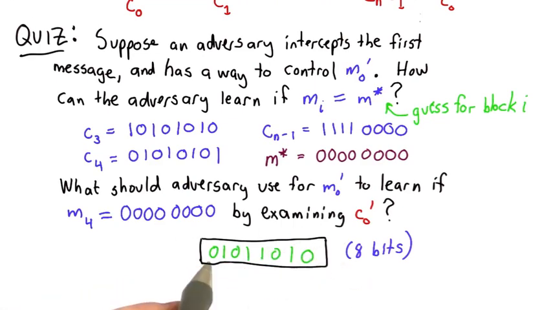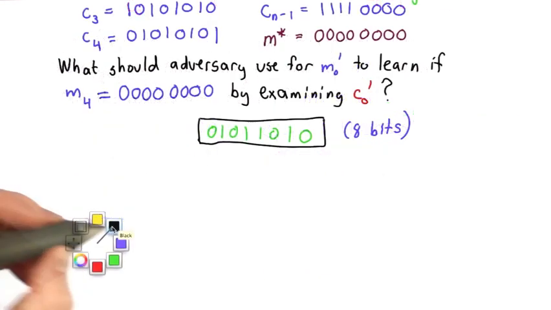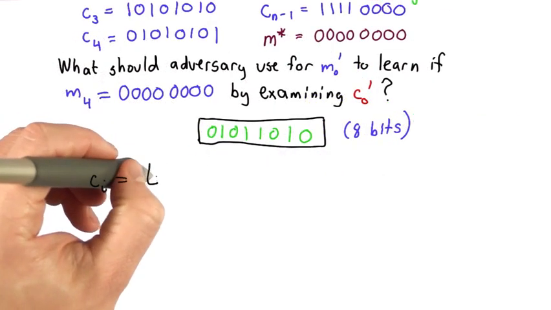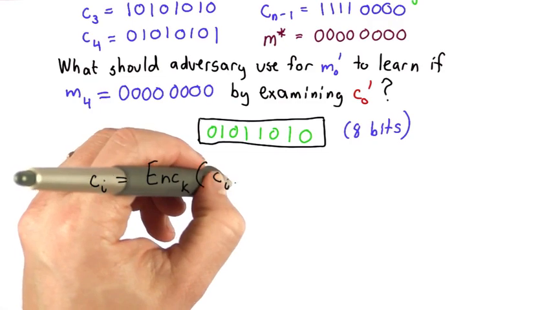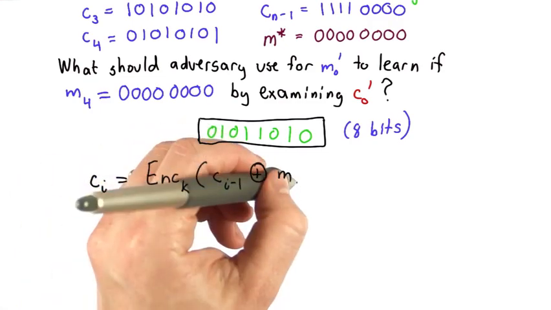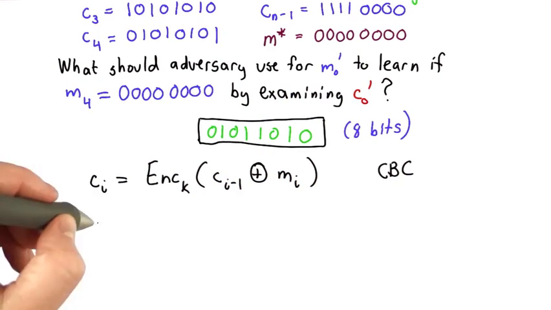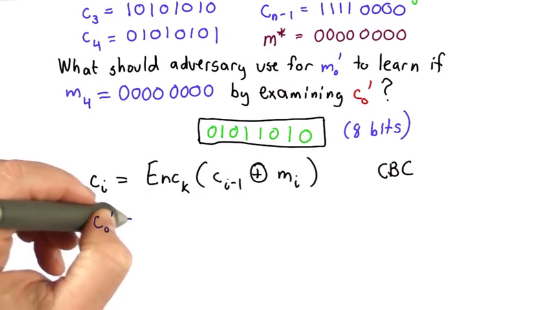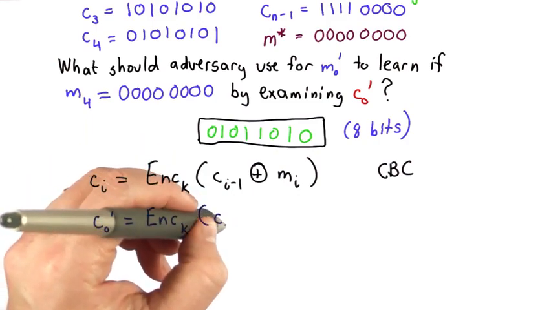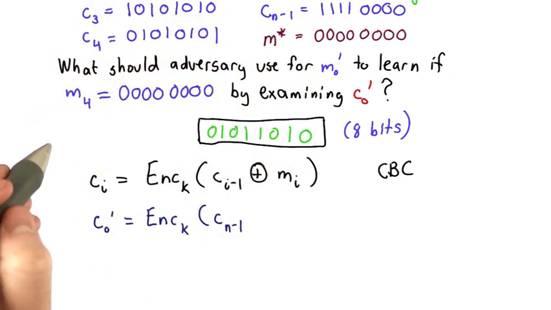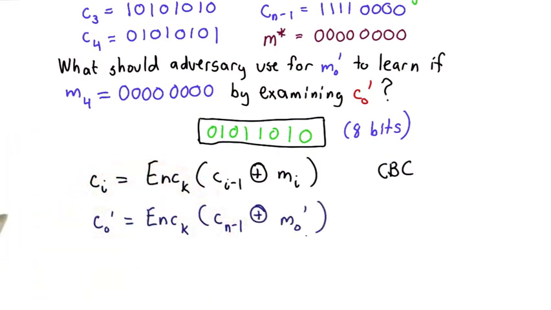So the answer is 0101 1010. Let me explain why. Remember that we're using CBC mode encryption. The value of ciphertext block i is the result of encrypting, using the key, the value of ciphertext block i-1 XORed with message block i. For the first block of the second message, that's going to be C'0. It's the result of encrypting the value of the previous block, which was the initialization vector for the first block. For this one, it's the last block in the previous message. So that was the block we called Cn-1, and that's XORed with message block 0. So here's the danger. The adversary actually knows this value.